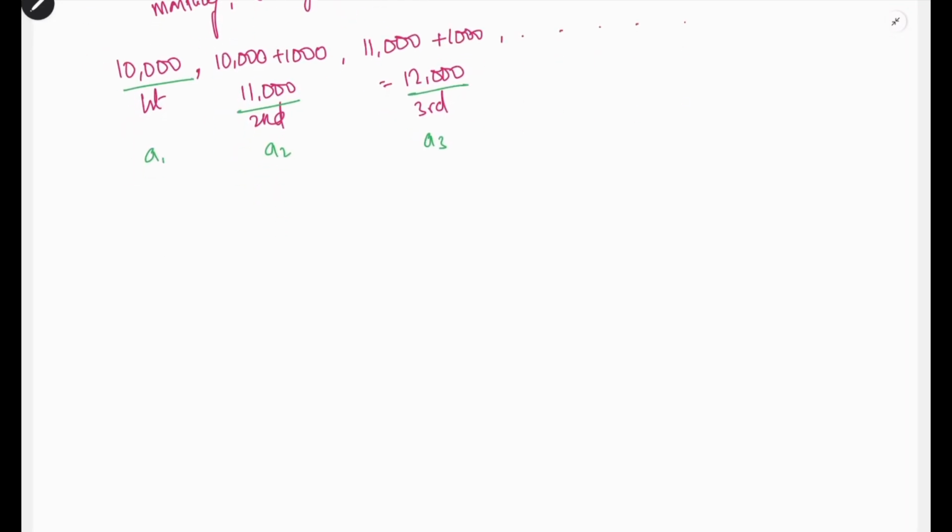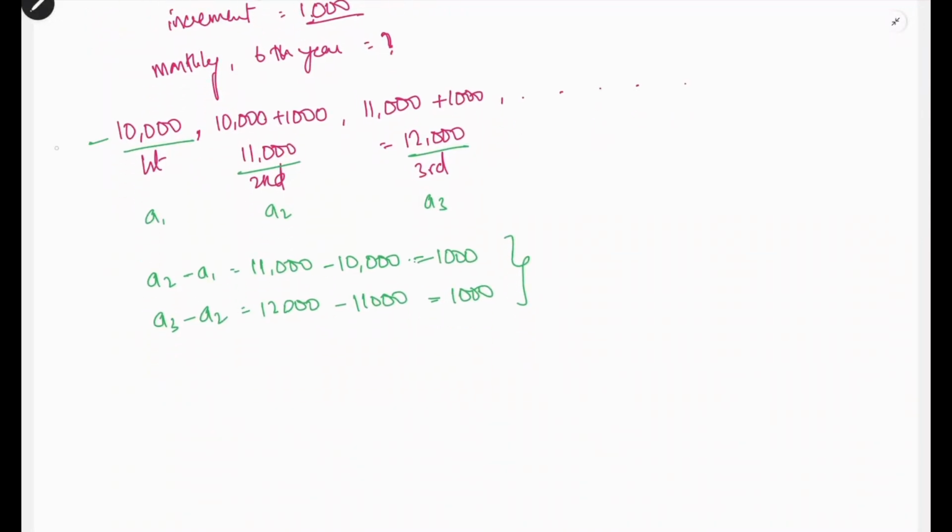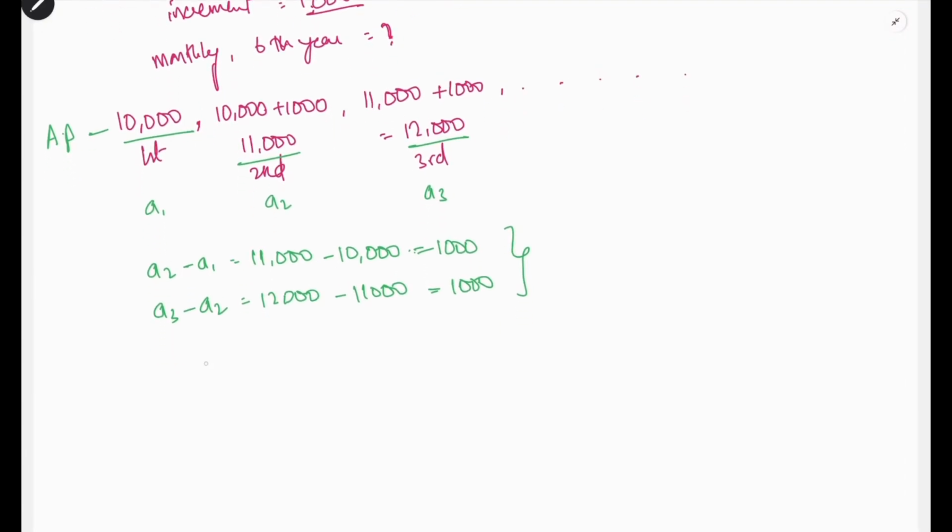Now we will check the difference of these terms. A2 minus A1 is 11,000 minus 10,000, it is 1,000. Now the difference between the third term and the second term is 12,000 minus 11,000, it is 1,000. Here we see the difference is the same, so these terms form an AP. If these terms form an AP, we can find the sixth term. The sixth term is asked: the monthly salary for the sixth year.